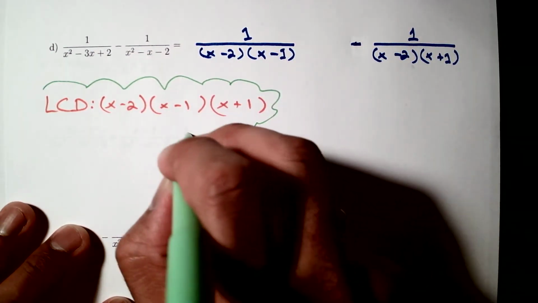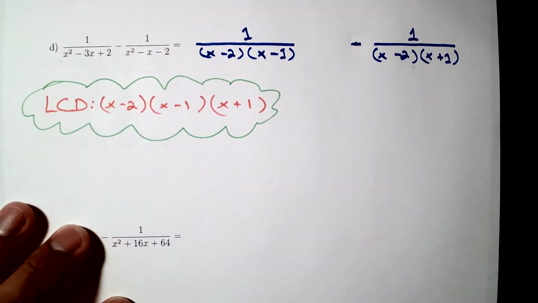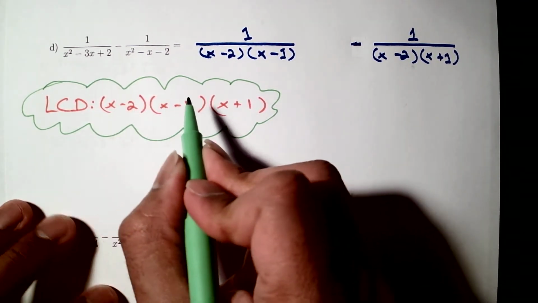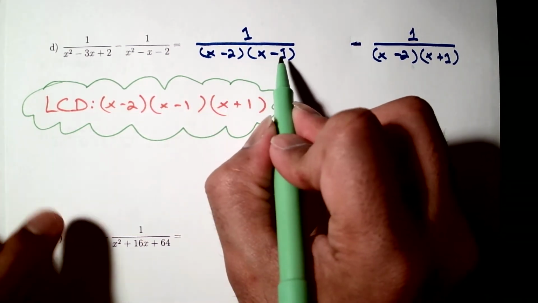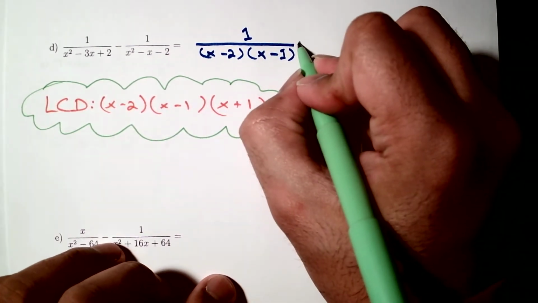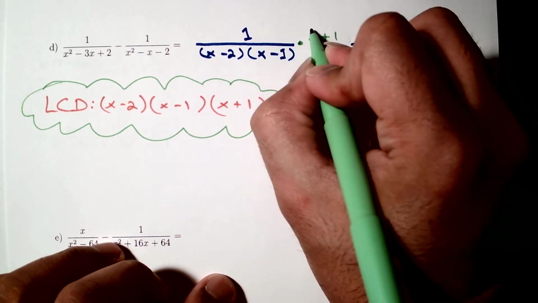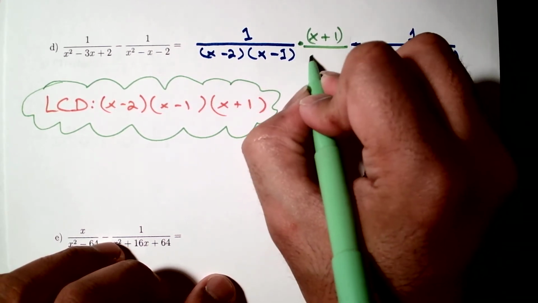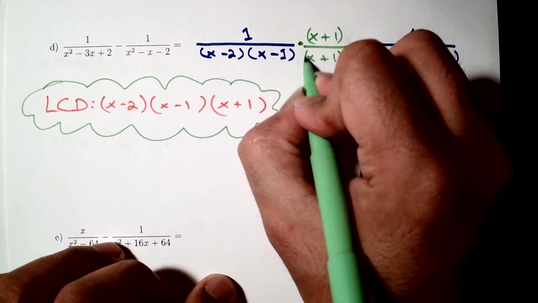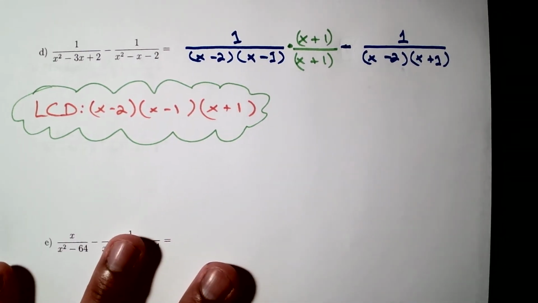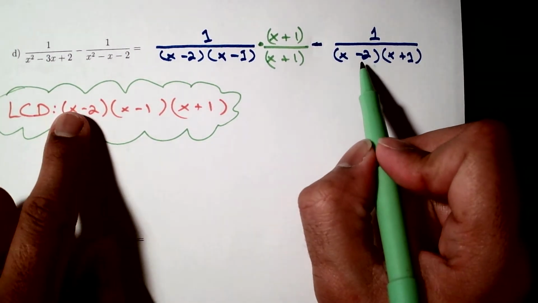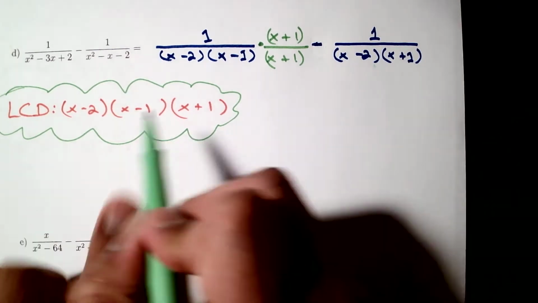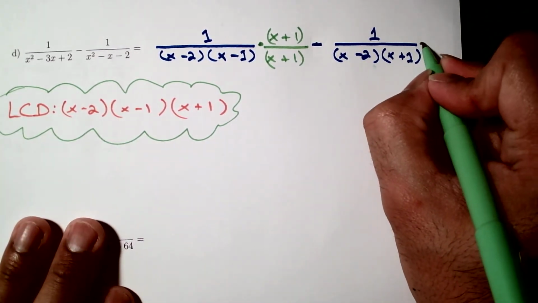Now, let's look at the denominator of each fraction and compare to find out which factor is missing from the LCD. So we have x minus 2 and x minus 1. We're missing x plus 1. Then we have x minus 2 and x plus 1. We're missing x minus 1.